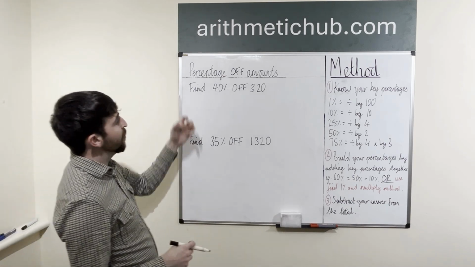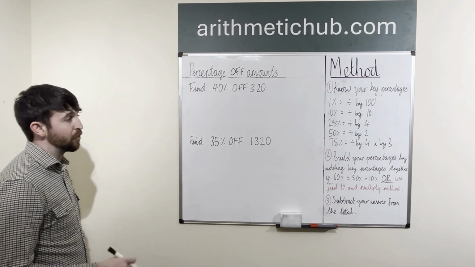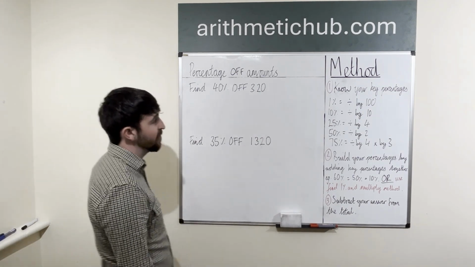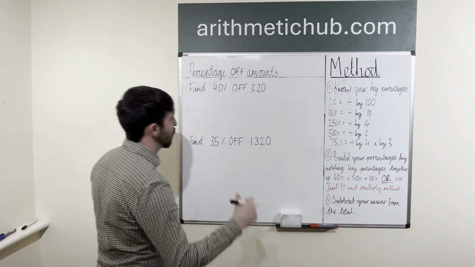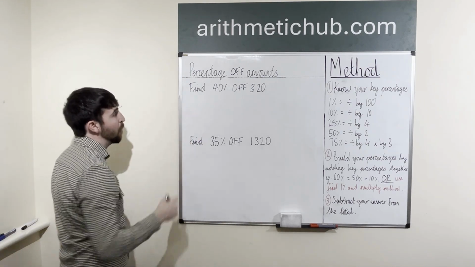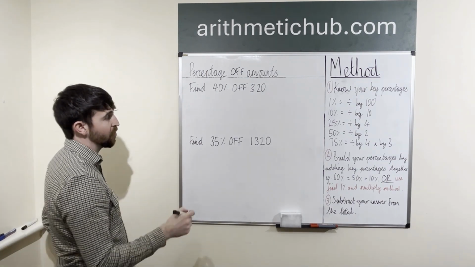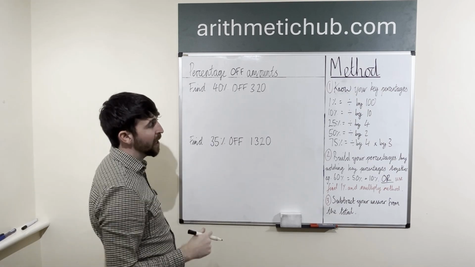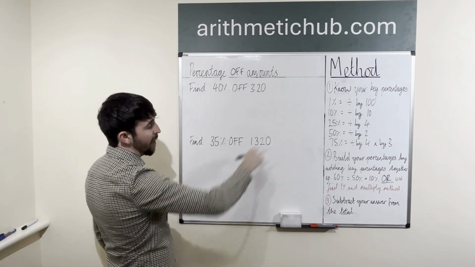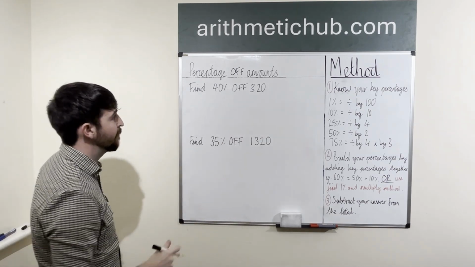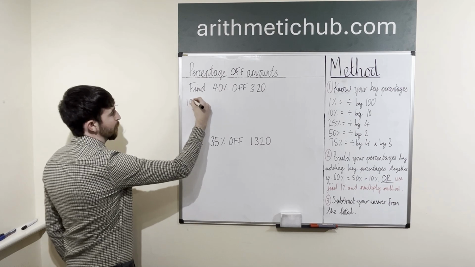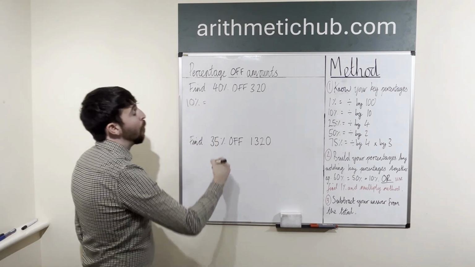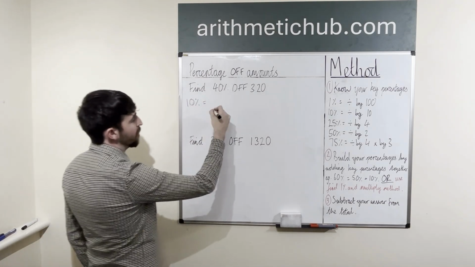So, let's start with this one. Find 40% off 320. Now for these types of questions, I'm going to use my key percentages. I just think it's the more efficient method to be able to answer these kinds of ones. So, find 40% off 320. First thing I'm going to do, how am I going to build this percent? Well, I'm going to find 10% and I'm going to multiply it by 4. So, 10% equals, what I'm going to do is I'm going to divide 320 by 10.